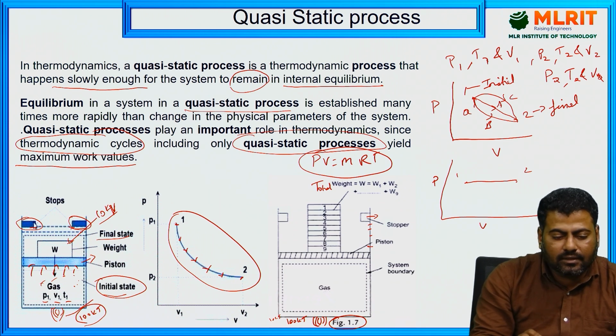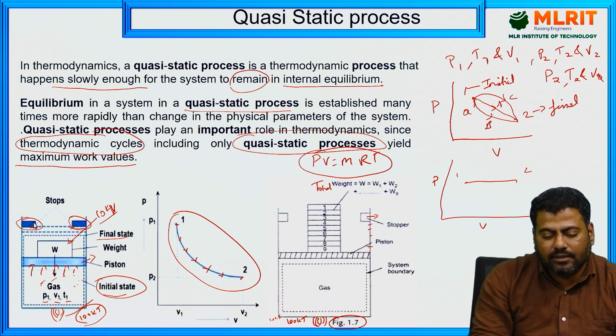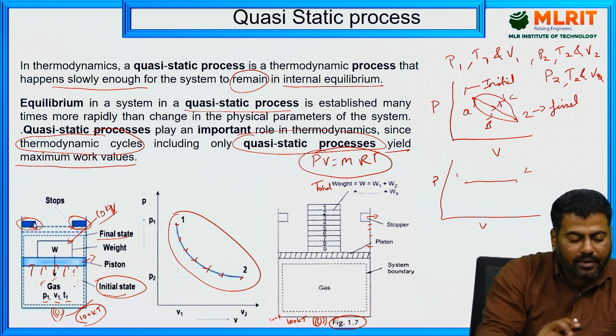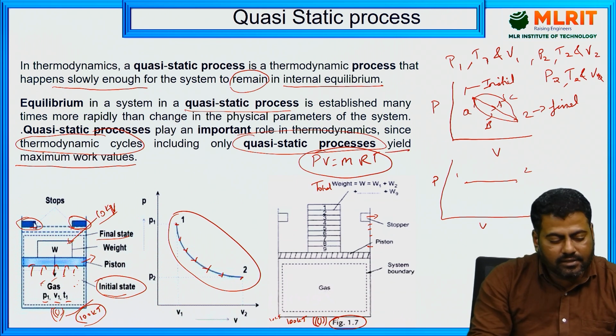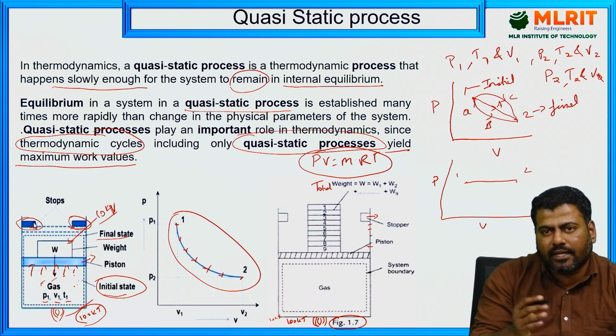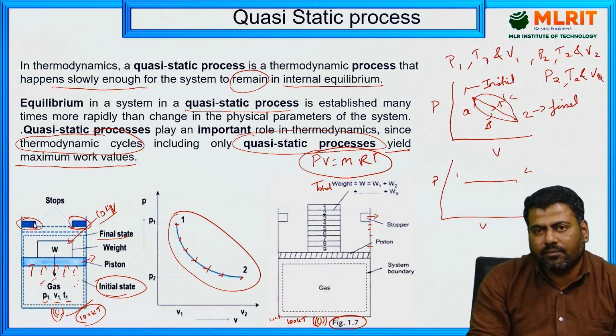So this is the quasi-static process. The main purpose is that it always yields the maximum work values. The ideal conditions always give the maximum work, right? With respect to that, I can compare the actual cases. For that purpose we have these quasi-static processes.